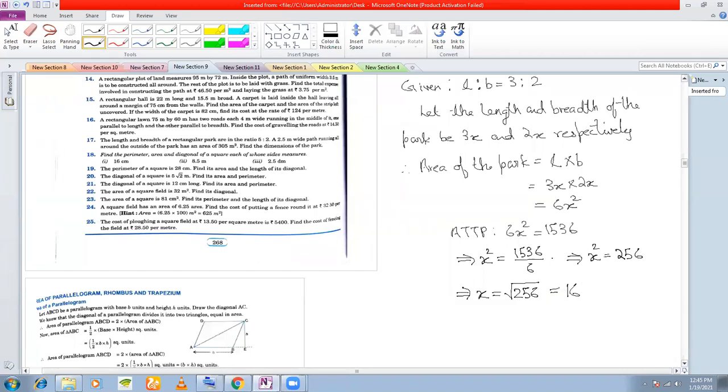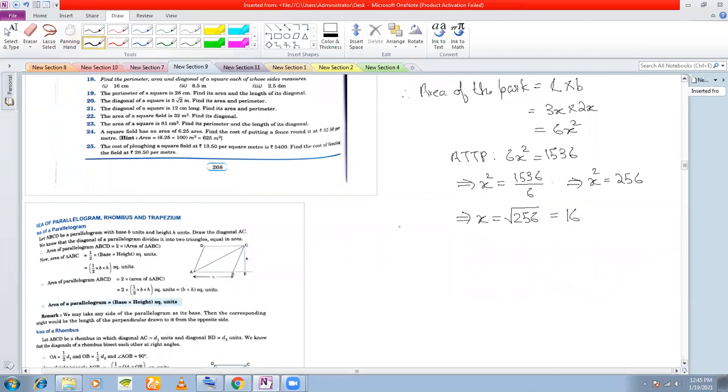If you don't know, you can use the prime factorization method, or you can use the division method also, no problem. So the square root of 256 is 16. Therefore, what is the length of the park? Length of the park we had taken as 3x, so it is 3 into 16, which is 48. And the breadth of the park is 2x, which is 2 into 16, 32. So both of them are in meters. Length of the park is 48 meters. Breadth of the park is 32 meters.